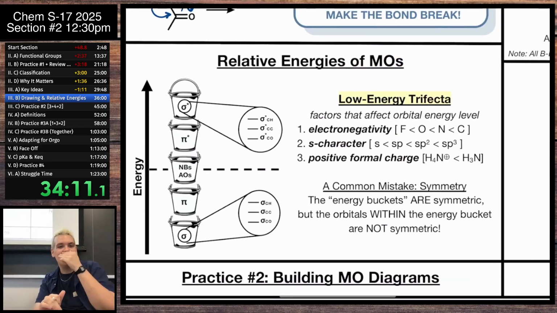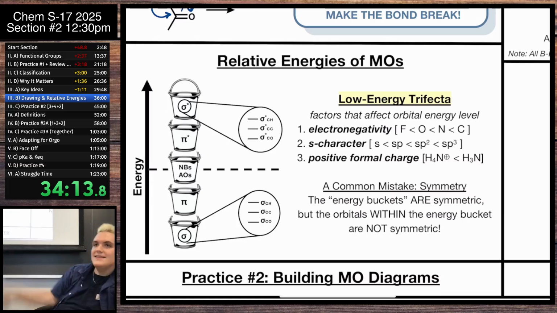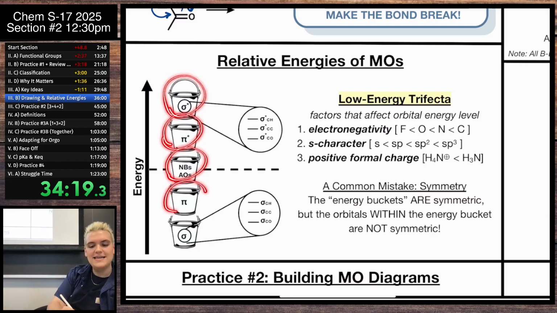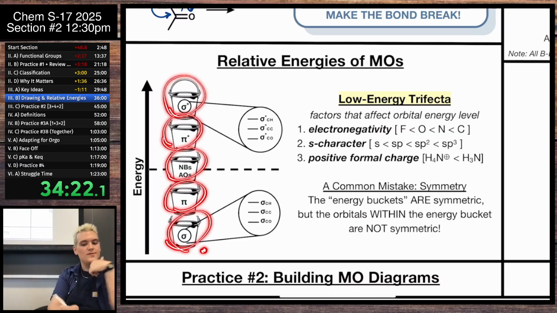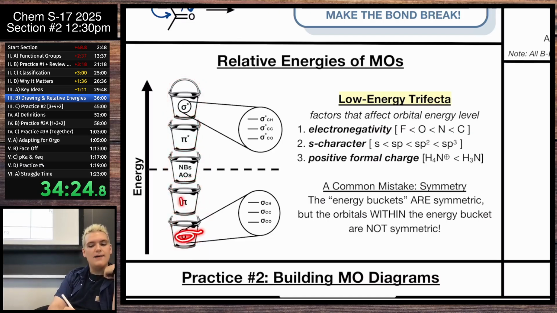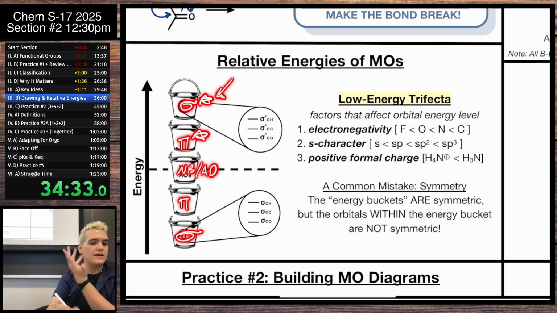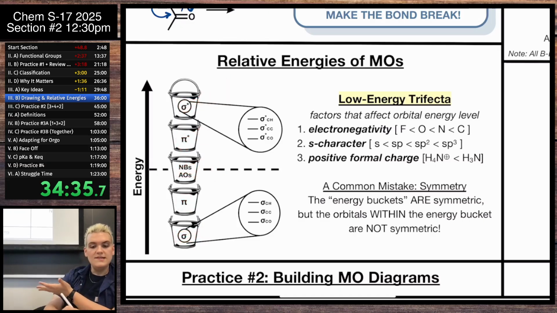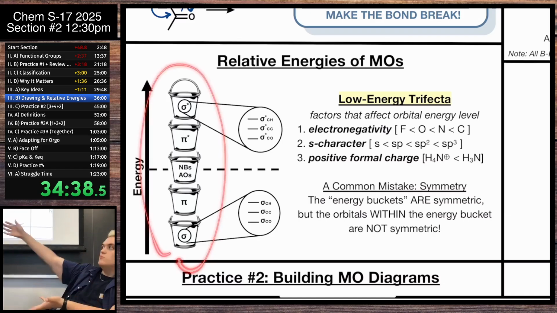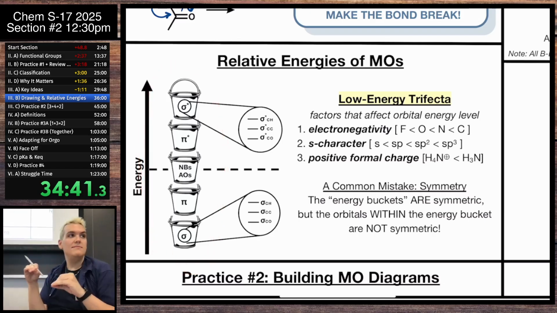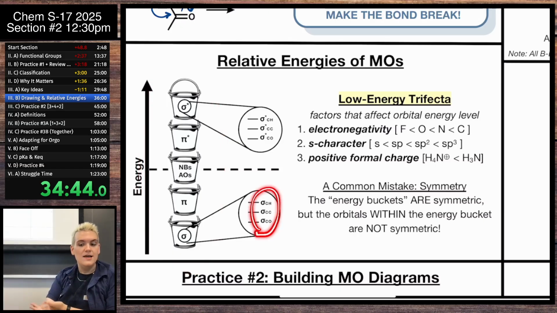Last thing on here, relative energies. I like to think about all of our MO diagram as having energy buckets, which contain our different types of molecular orbitals. Our lowest energy bucket is sigma, then pi, then non-bonding or atomic orbitals, then pi star, and then sigma star. The star tells us it's anti-bonding. You have to memorize that order. That is just what it is. But within the bucket, if you have multiple sigma bonds, then you use your low energy trifecta to determine what's the lowest in energy within the bucket.